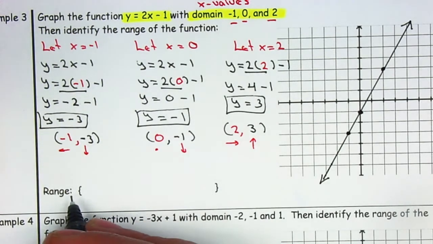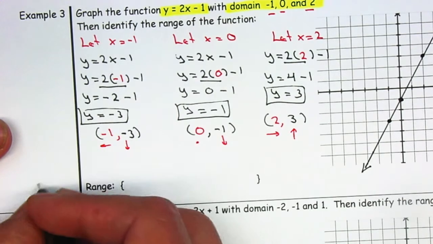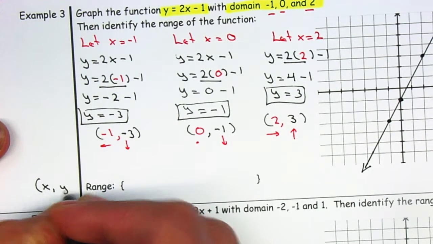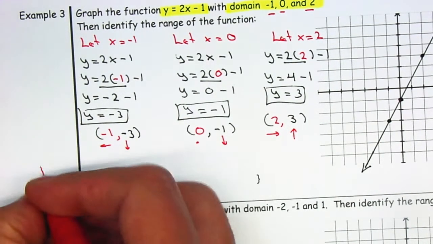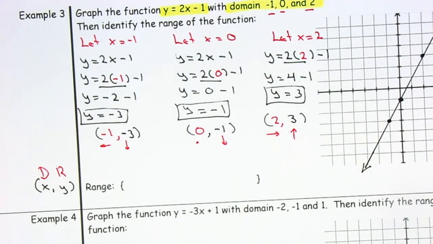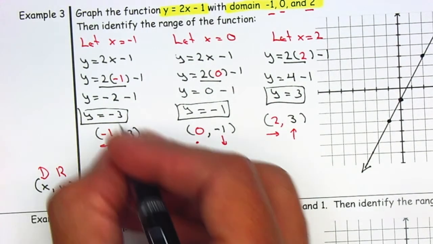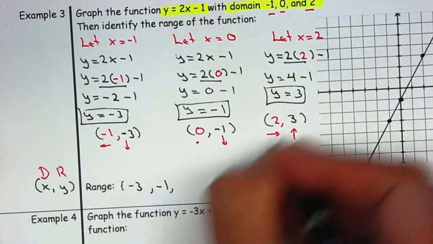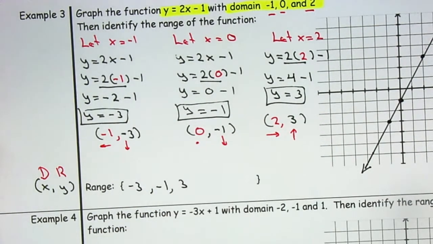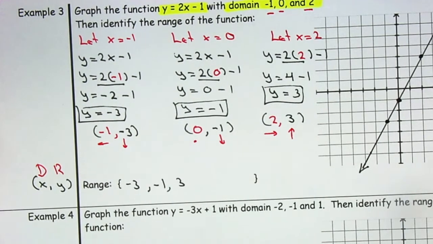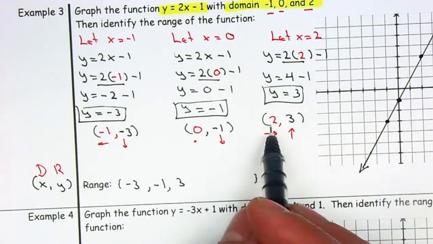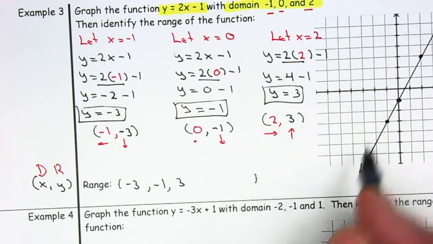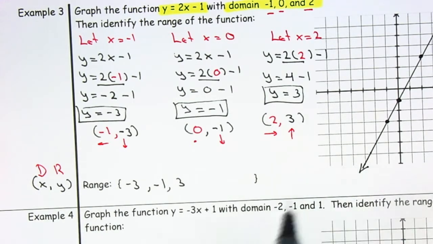Now the range, remember, let's write down x and y. So your range are your y values, which are -3, -1, and 3. And we're just talking about the range on these 3 specific points and not the range of the entire graph.